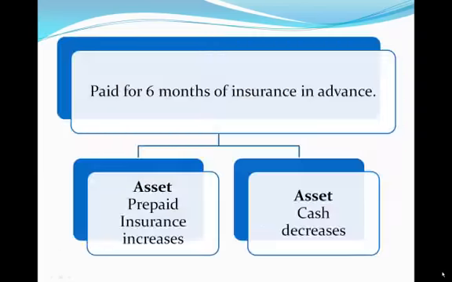Often businesses will pay for expenses in advance, such as an insurance or rent expense. In this case, the company is paying for 6 months of insurance in advance. This is known as prepaid insurance. This prepaid expense is an asset for the company because it has value until the months pass for which it is paid. Here you have one asset, prepaid insurance, increasing, while another asset, cash, decreases.